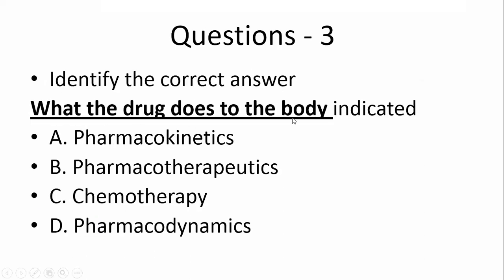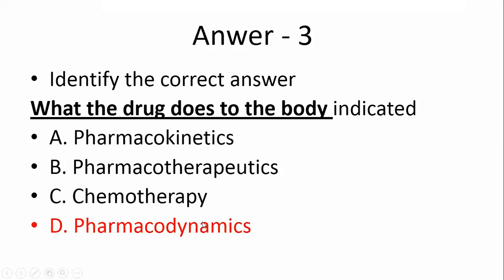Next one, identify the correct answer. What the drug does to the body is indicated by pharmacokinetics, pharmacotherapeutics, chemotherapy, or pharmacodynamics. Which is the correct answer? Pharmacodynamics. Yes, all of you are correct. Very good. What the drug does to the body is pharmacodynamics.